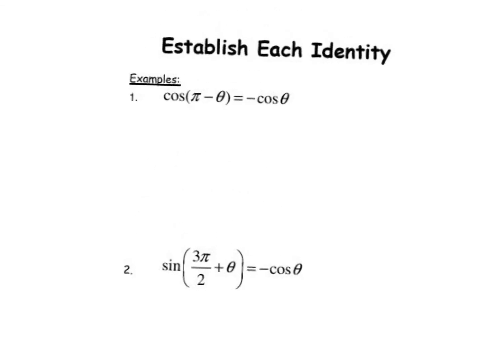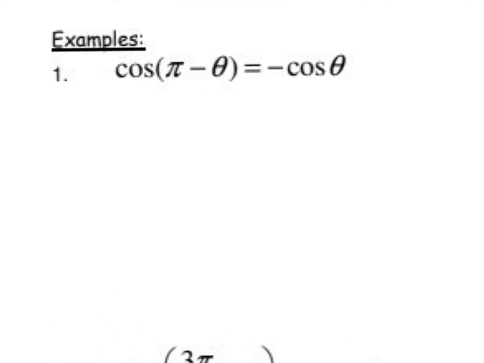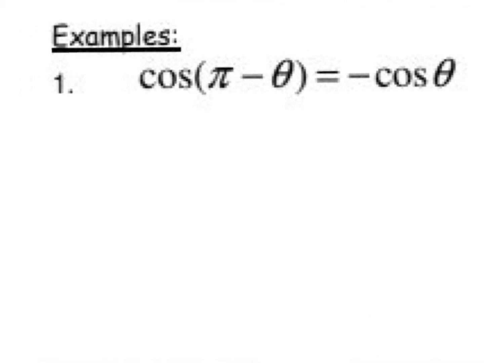Hello everyone. Today we're wrapping up the notes from last week, where we're going to use the sum and difference formulas to establish and define and prove different identities. So we're going to start off with number 1. The cosine of pi minus theta is equal to the negative cosine of theta.